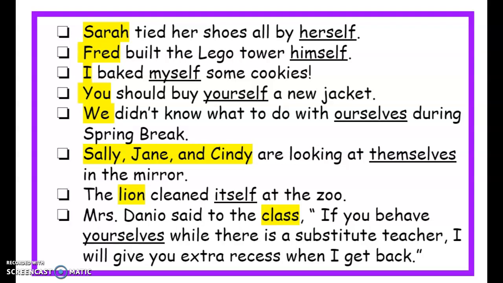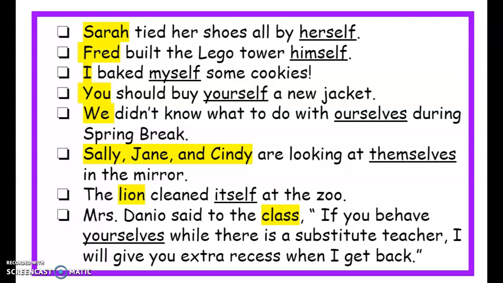You should buy yourself a new jacket. Yourself is a reflexive pronoun referring back to the pronoun you. We didn't know what to do with ourselves during spring break. Ourselves is the reflexive pronoun referring back to the pronoun we.